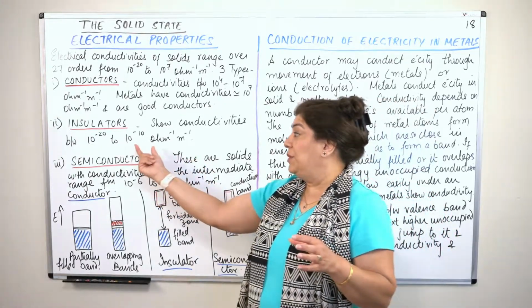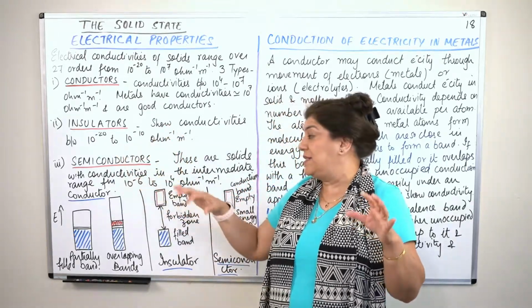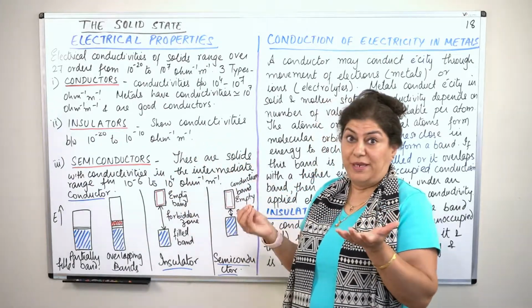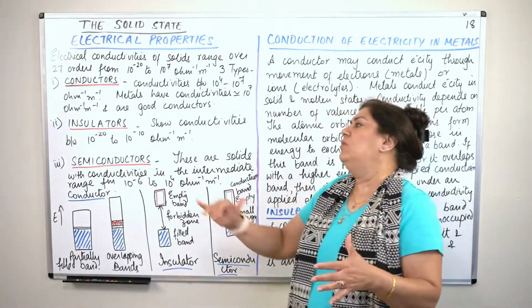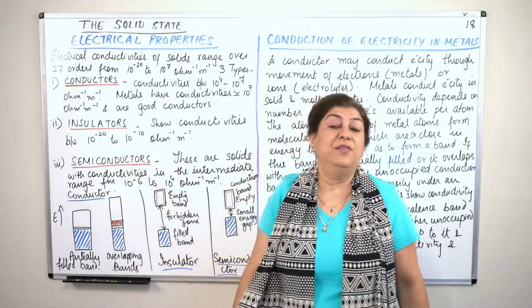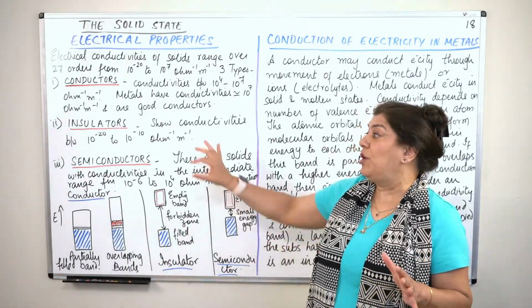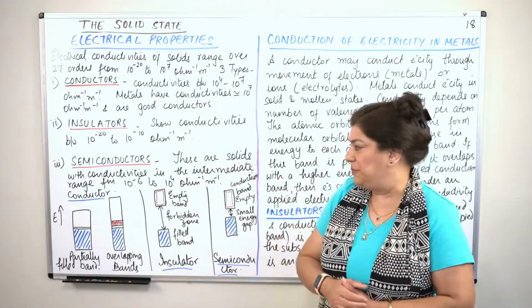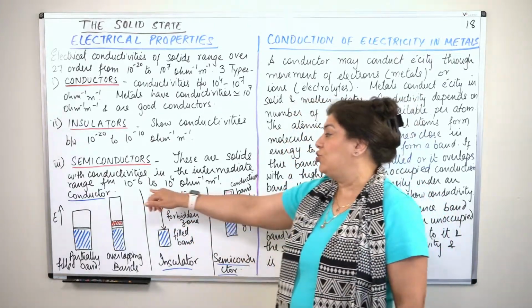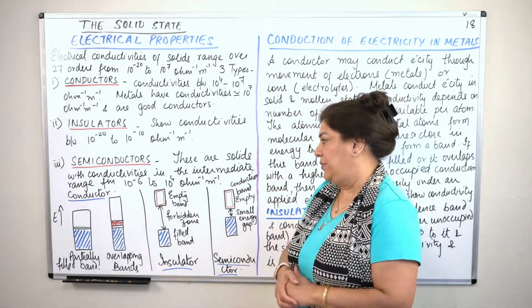But those four ranges, that is from 10 to the power minus 9 to 10 to the power minus 6, the three values, that is 10 to the power minus 9, minus 8 and minus 7, they are almost as bad as insulators and not as good as even semiconductors. So you could say they are kind of insulators, but we do not put them in the category of insulators. So semiconductors fall in the range of 10 to the power minus 6 to 10 to the power 4 per ohm per meter conductivity.